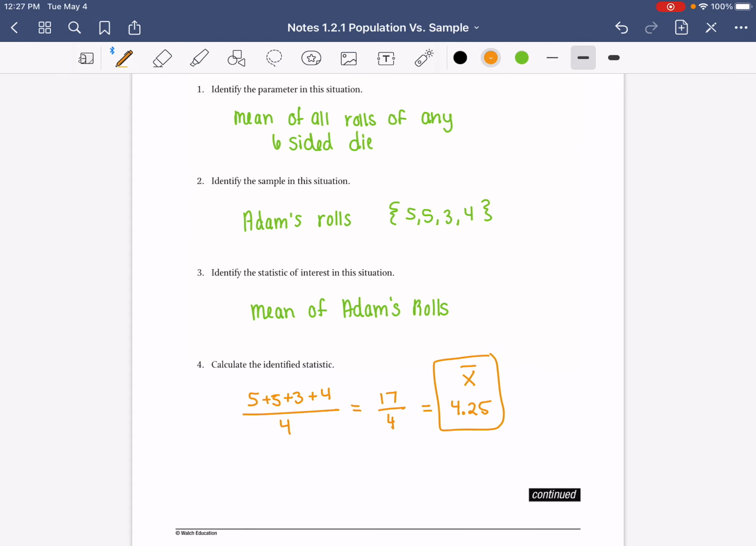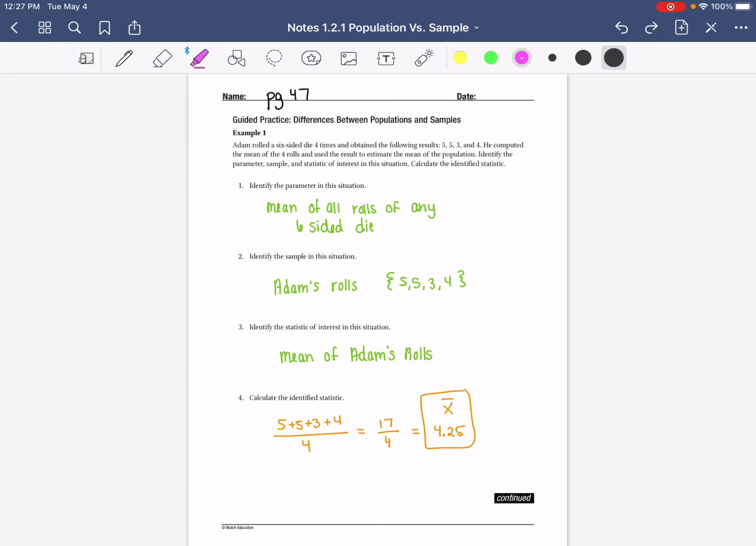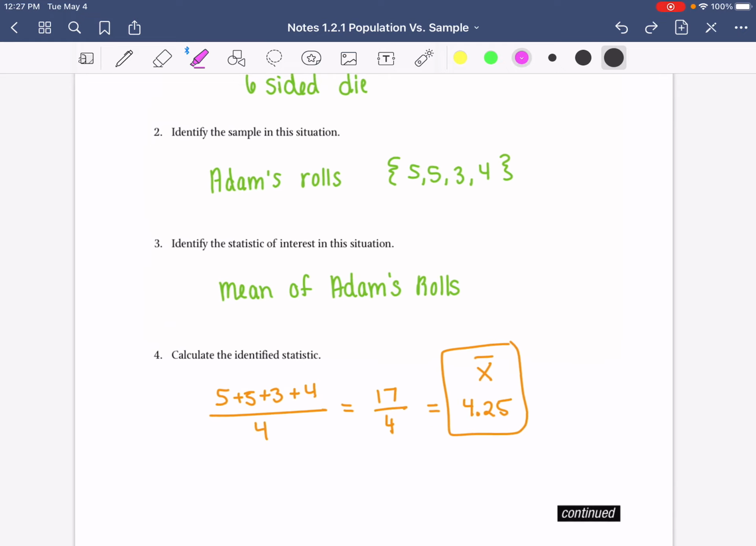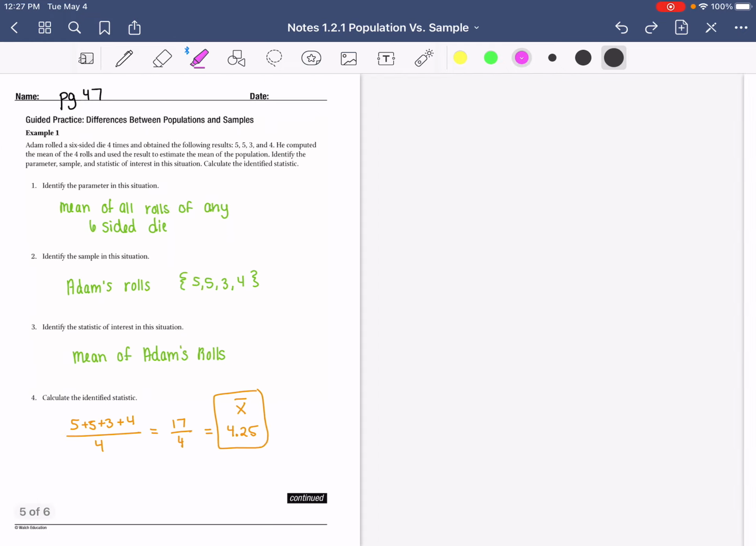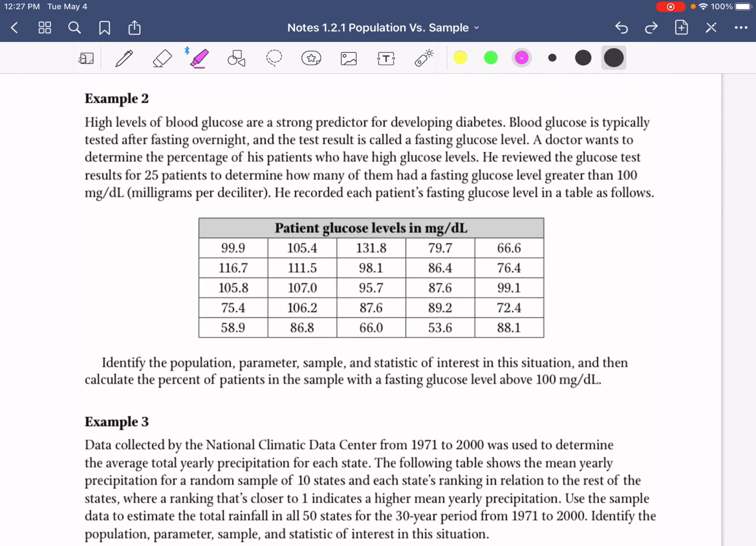So again, the parameter and the statistic of interest are both the mean, but the parameter is based off the population and the statistic of interest is based off of the sample. We can't have all dice rolls ever. We just have Adam's 4 dice rolls, which isn't even that big of a sample size. Normally you'd want more. All right, let's go to example number 2.